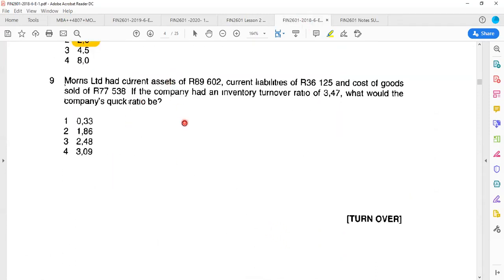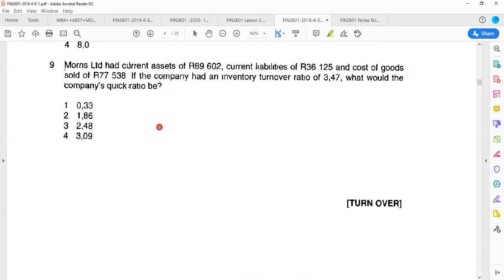The same again applies for question 9. Maybe you could even pause and try this if you hadn't tried it already. But the idea is still the same. Morris Limited had current assets of 89,602, current liabilities of 36,125 and cost of goods sold of 77,538. If the company had an inventory turnover of 3.47, what would the company's quick ratio be?